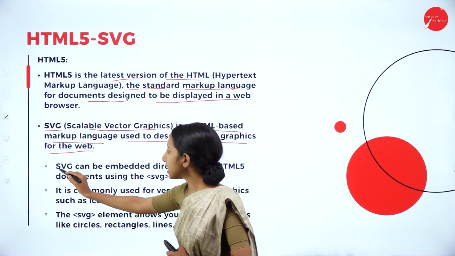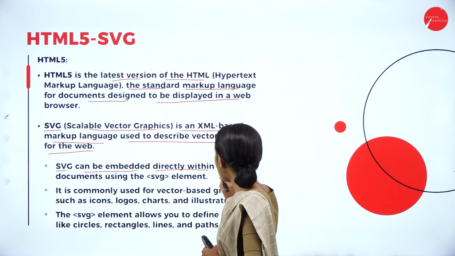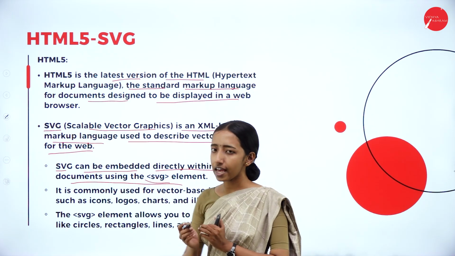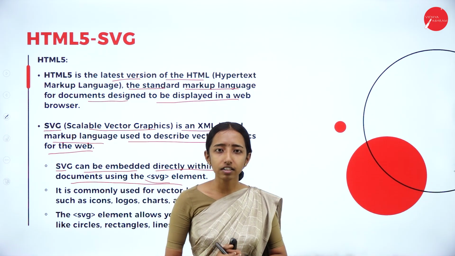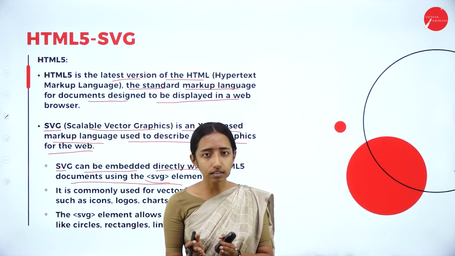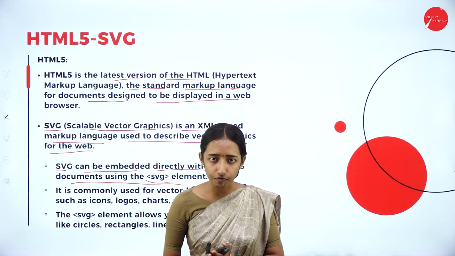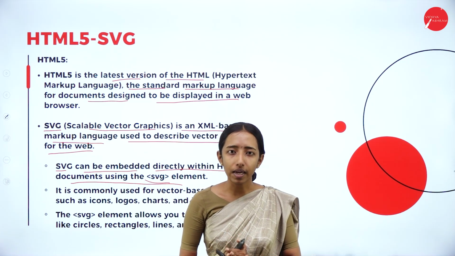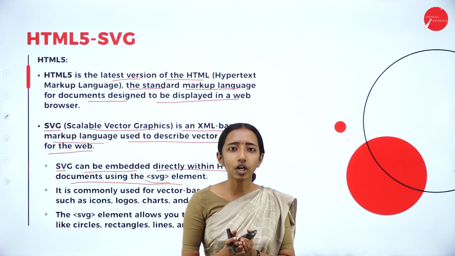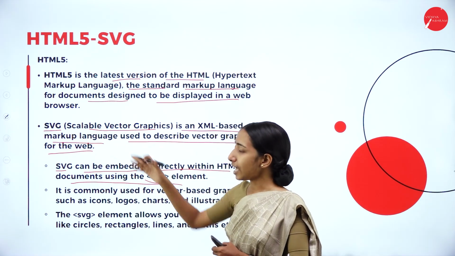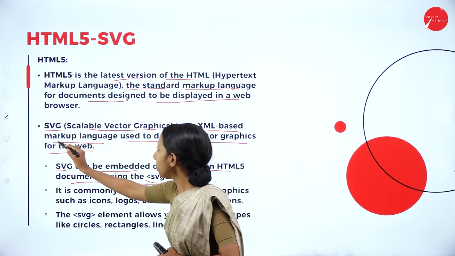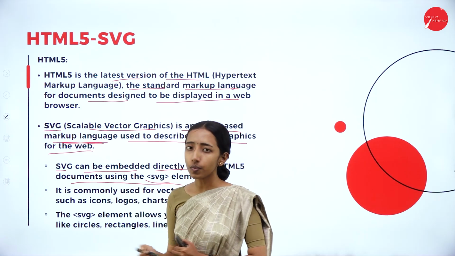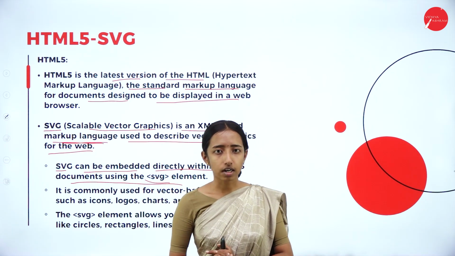Here you can see the SVG can be embedded directly within the HTML5 document using the tag that is the SVG. So here we are having a tag called the SVG tag. So using this with the HTML5 we can draw the graphics what we want. So mainly we are using this as an XML based concept. So XML mainly refers to the document type. So here the SVG is an XML based markup language, whereas HTML is a hypertext markup language, where the SVG is an XML based markup language.